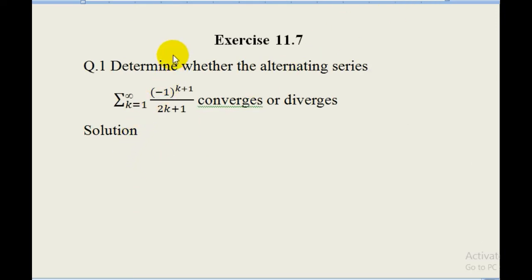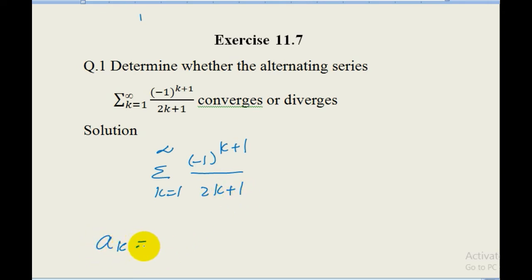Now we solve a question related to alternating series. Determine whether the alternating series converges or diverges. Here the given series is summation k starting from 1 to infinity, (minus 1) raised to the power k plus 1, upon 2k plus 1. Here the general term ak is equal to 1 upon 2k plus 1. Remember (minus 1) raised to the power k plus 1 just gives us the positive and negative sign.